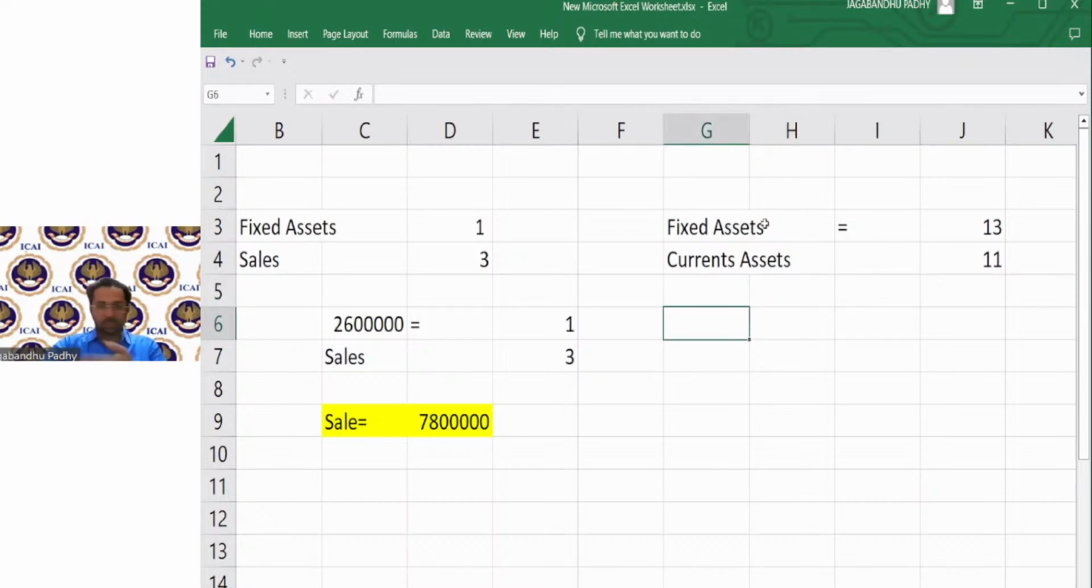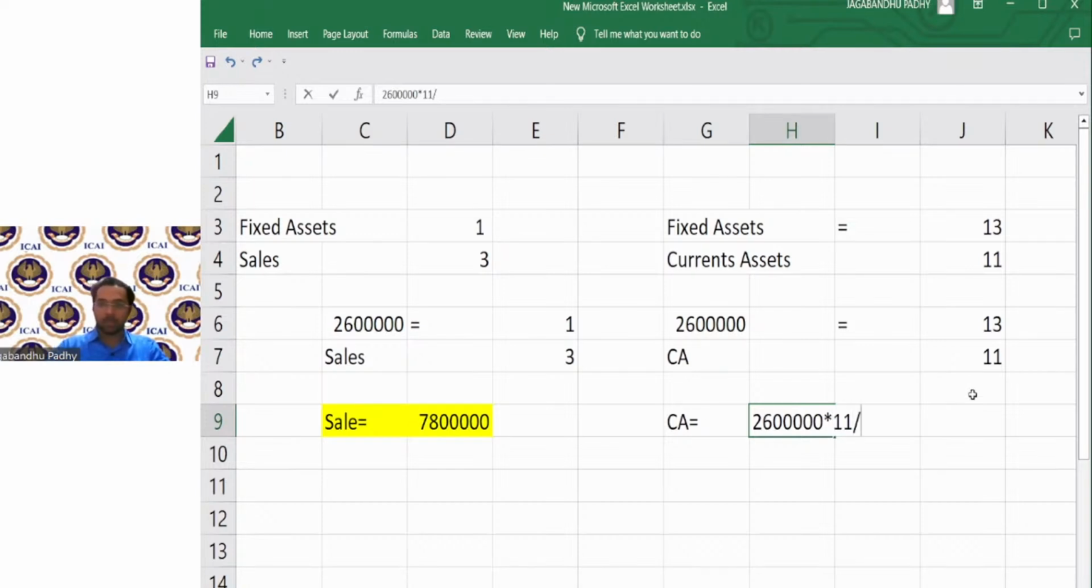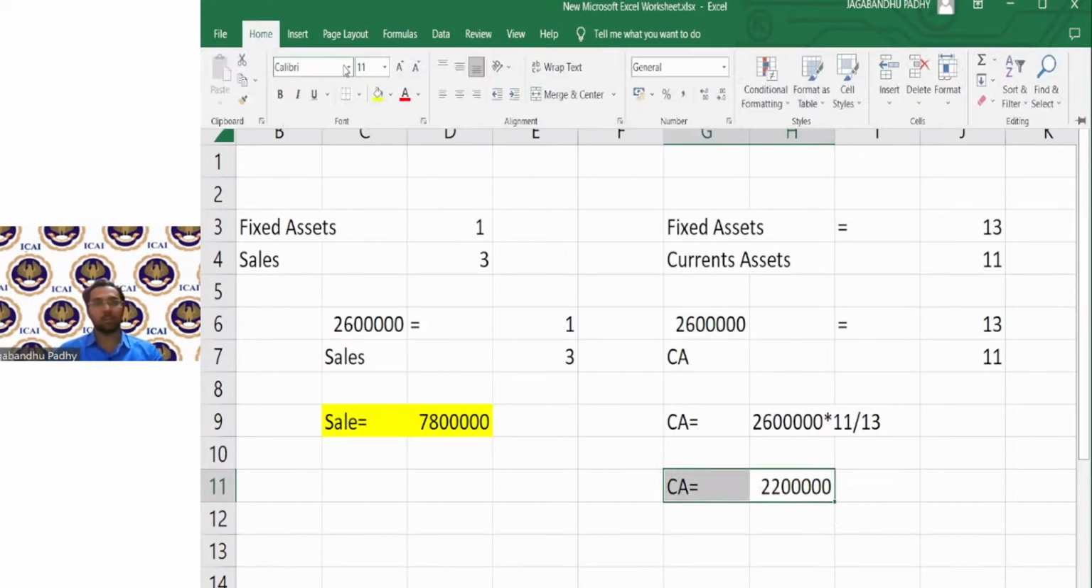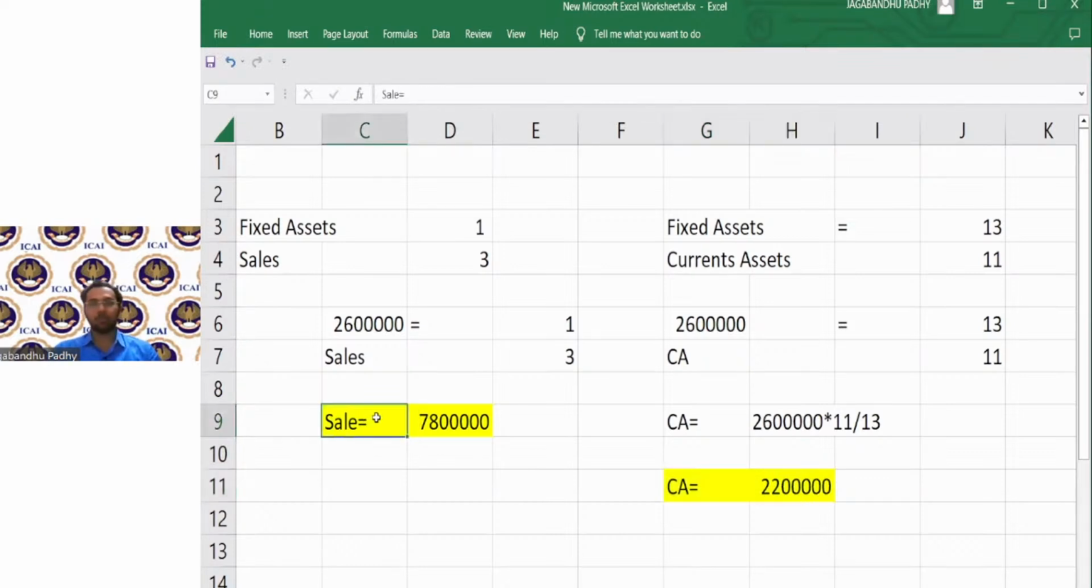Accordingly, if we write down the fixed assets figure as 26 lakh, 26 lakh upon current asset is equal to 13 by 11. So the current asset figure is going to be 26 lakh multiplied by 11 and divided by 13, which is 22 lakh. That's the second item we got from the ratio. Sales is 78 lakh, current asset is 22 lakh.